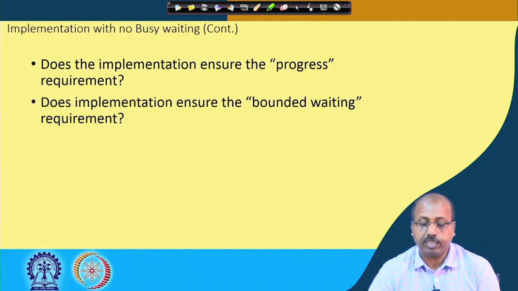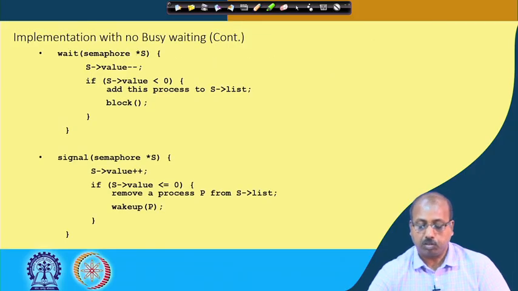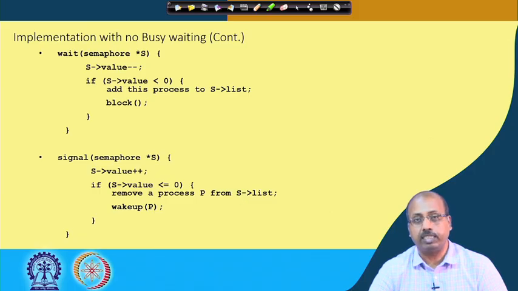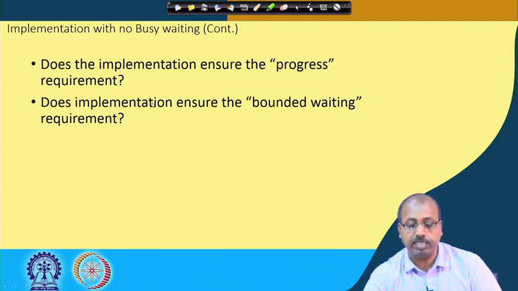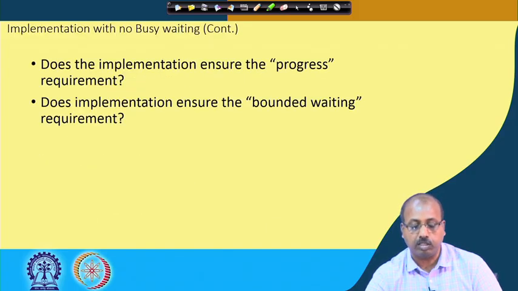So, does this implementation ensure the progress requirement? And does this implementation ensure the bounded wait requirement? Of course, bounded wait is not ensured, because which process will be picked up is not fixed. We have said remove a process P from the S list, but whether a process in the list of waiting processes for a semaphore gets a chance to be woken up is not fixed. As a result, bounded wait is definitely not satisfied, and the progress requirement, that is how many times a process may be denied entry, is also not ensured.